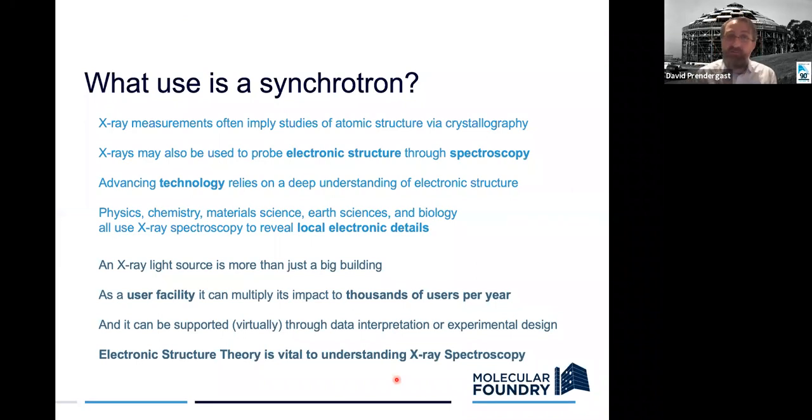So what good is a synchrotron? What good is an X-ray source? So I already mentioned that X-ray measurements are often used to study atomic structure using crystallography. But you can also use X-rays to probe electronic structure through spectroscopy.